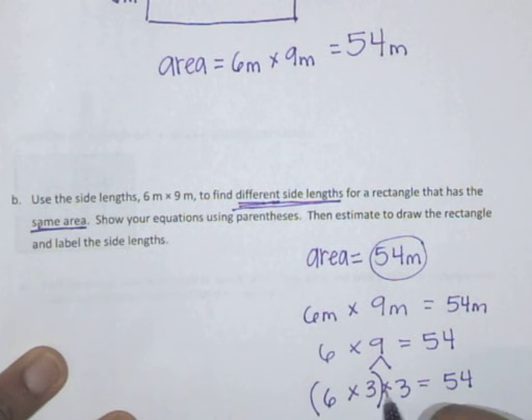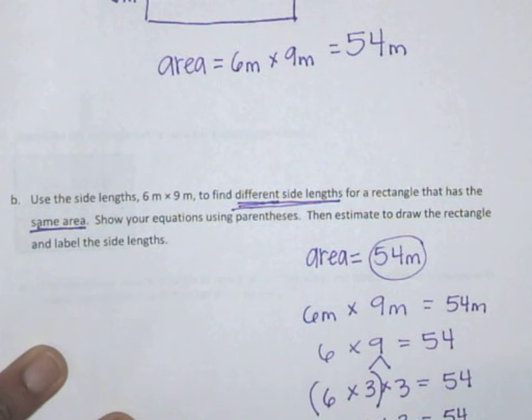What is 6 times 3? That's right, 6 times 3 is 18. And we're going to bring down our times and bring down our 3. And this still equals 54. So we don't have to try to skip count by 3 18 times or skip count by 18 3 times because we kept our area the same. We did not change the value on either side of our equation.